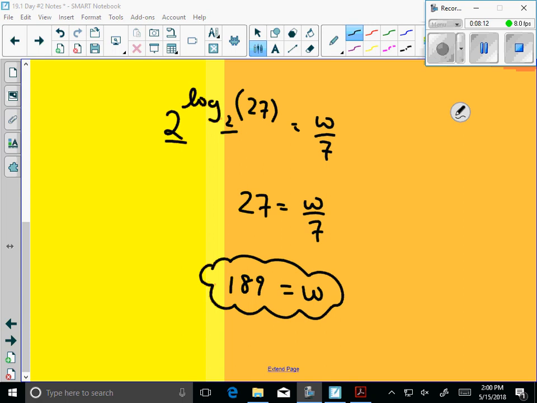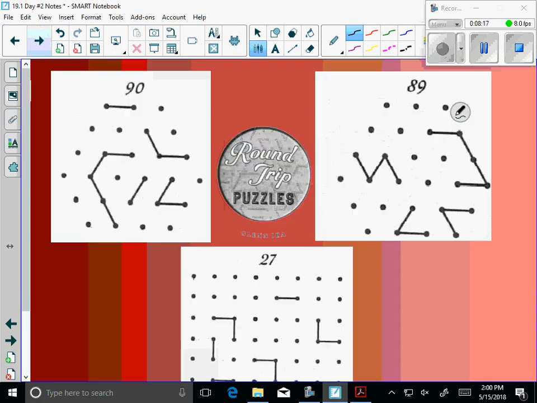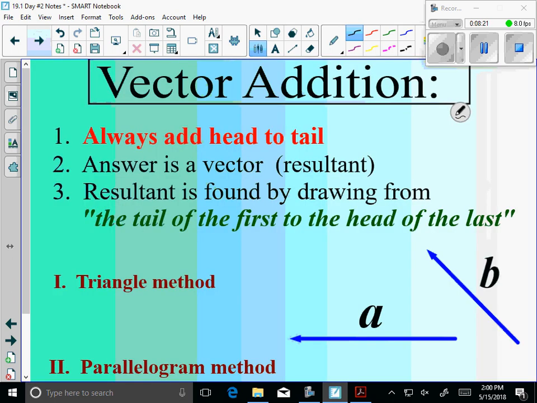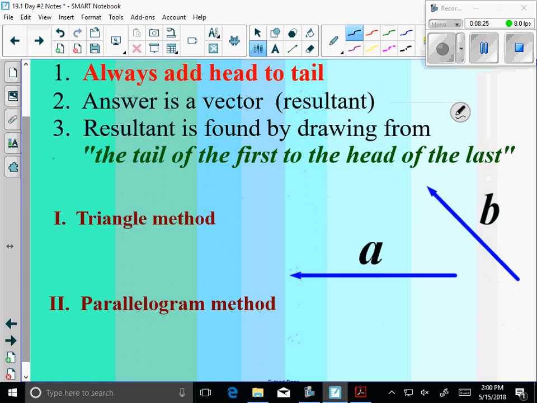Okay, review of logs. That was pleasant. Oh, round trip puzzles. No, you don't have logs in this unit. I honestly don't know why that slide is there. Yeah, that's from first semester. That was like November, wasn't it? Something like that.